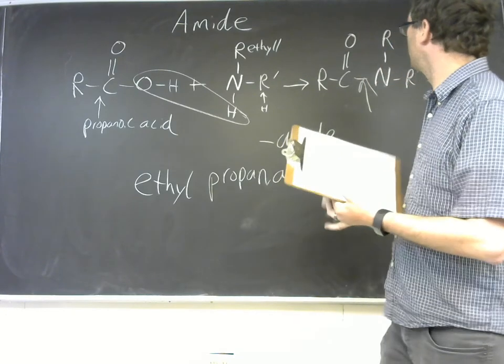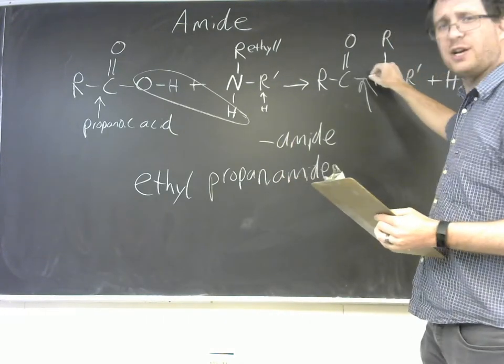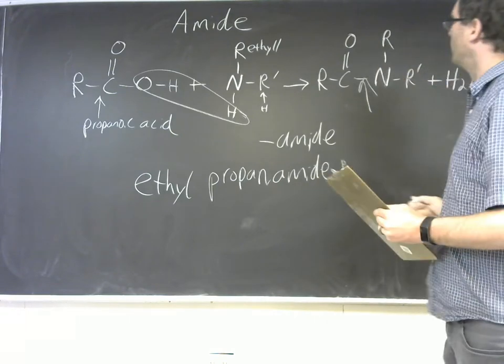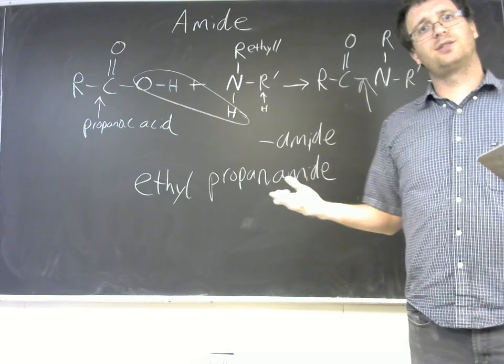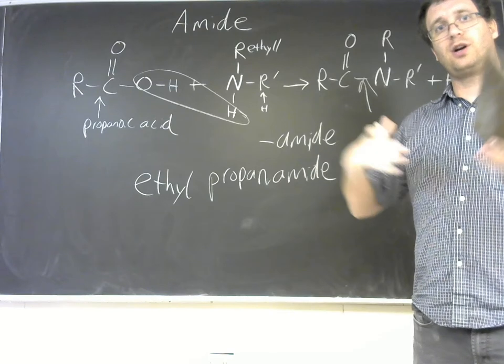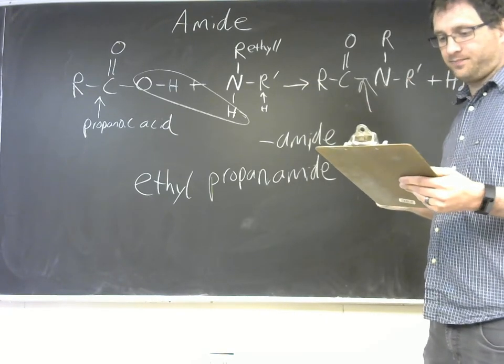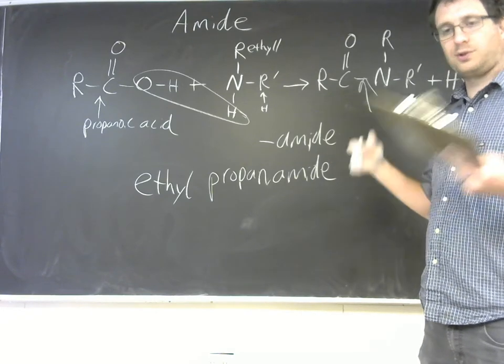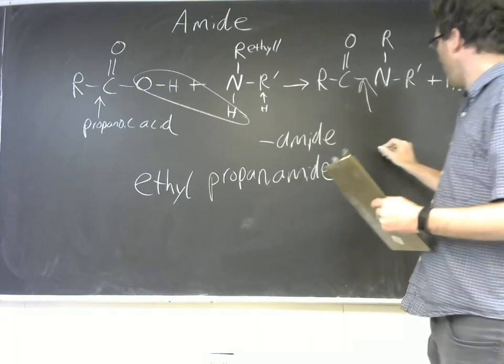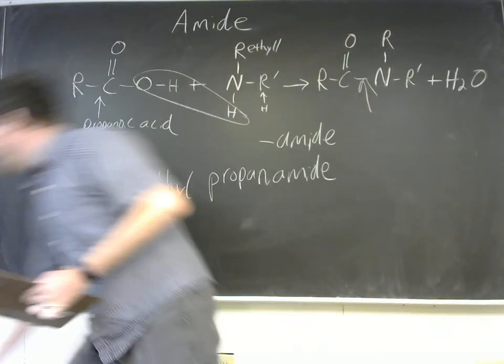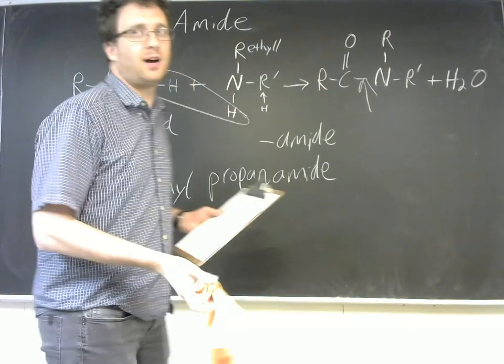And again, we've got the formation of a new bond here, and so amides, just like esters, can be used to construct larger and larger molecules. One of the most important instances of that are the formation of proteins and peptides from amino acids.